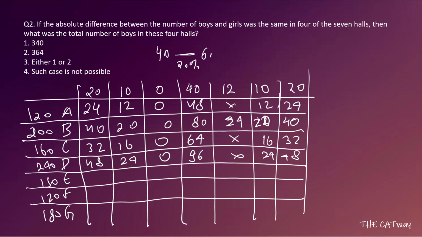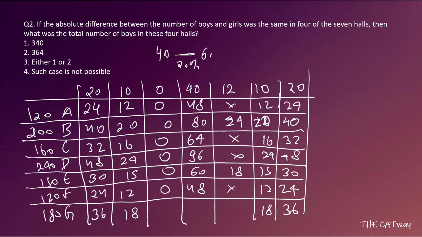Coming to 150, 20% would be 30, 10% would be 15, so here also 15, here also 30, here 0, 12% would be 18, and 40% would be 60. Coming to 120, again copy from A: 24, 12, 0, 48, not possible, 12 and 24. Then for 180, we have 36, we have 18, so we have 18 and we have 36, we have 0 here, it is not possible, 40% will be 72.